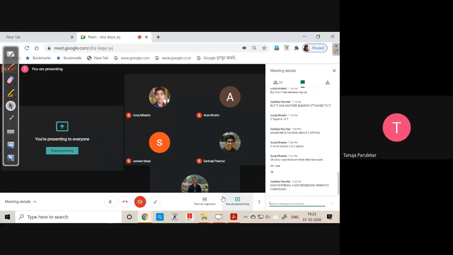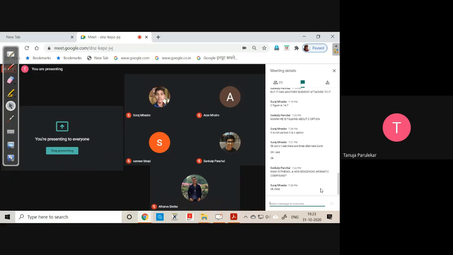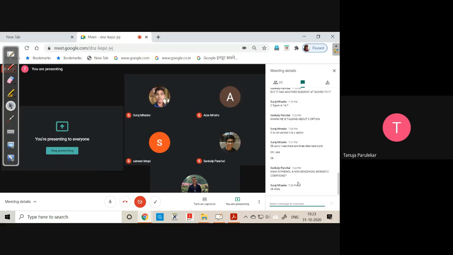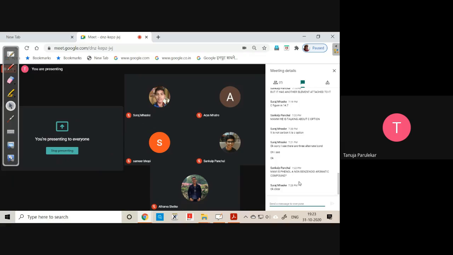Is phenol a non-benzenoid aromatic compound? No, phenol comes under aromatic compounds only. It is a benzenoid aromatic compound because the basic unit is benzene. So phenol has benzene, and on the benzene carbon you have an OH group. So it is an aromatic compound.